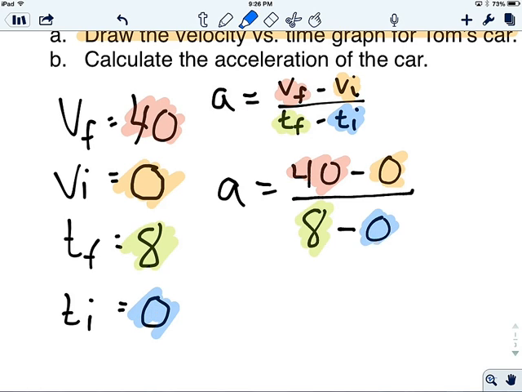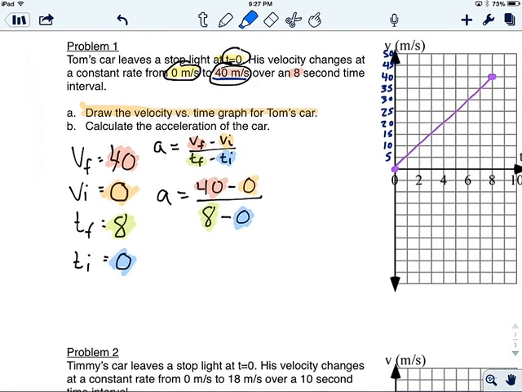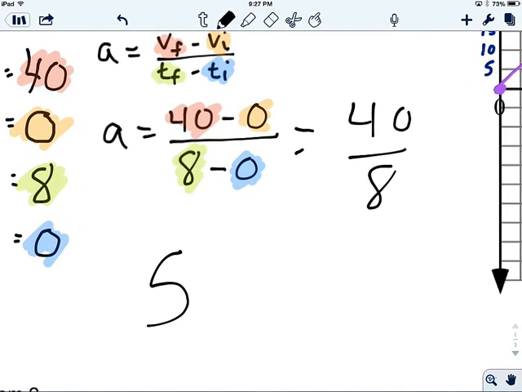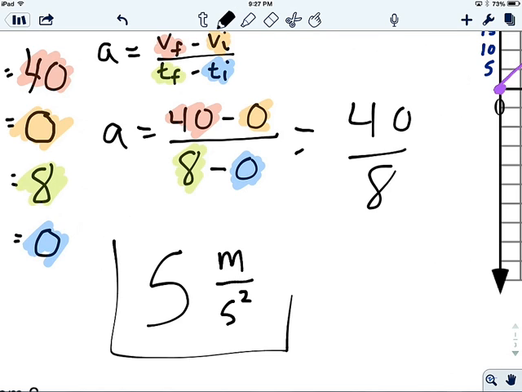Okay, 0 and 0. So I see that my vf matches to my red, which is 40. My vi matches to my orange, which is 0. tf matches to my green, which is 8. And ti matches to my blue, which is 0. All right, and so after I calculate all of that, I'm going to get 40 divided by 8. When we do that on the calculator, what we're going to get is 5. Now remember, this is really important: my unit is going to be meters per second squared. 5 meters per second squared. Okay, that's it.